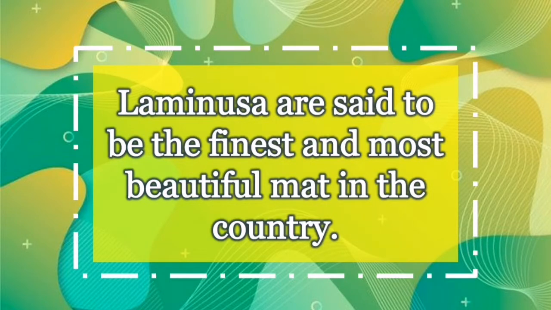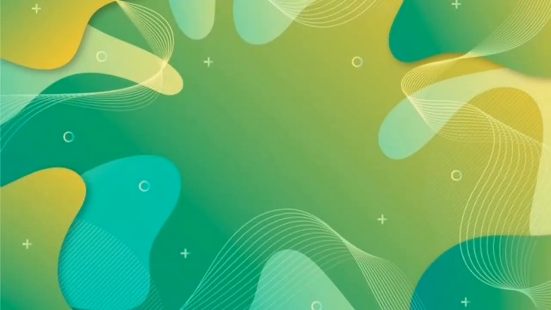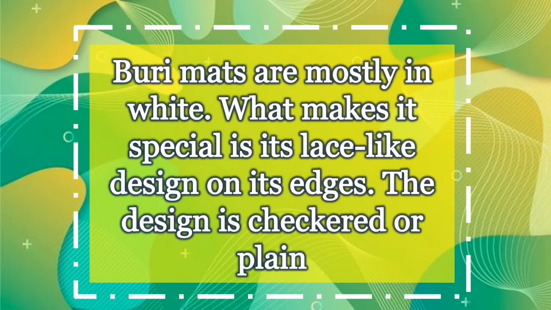Laminusa are said to be the finest and most beautiful mat in the country. Romblon's Buri mats. Buri mats are mostly in white. What makes it special is its lace-like design on its edges. The design is checkered or plain.